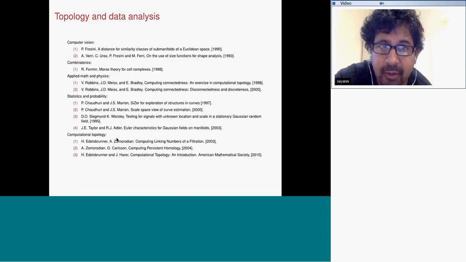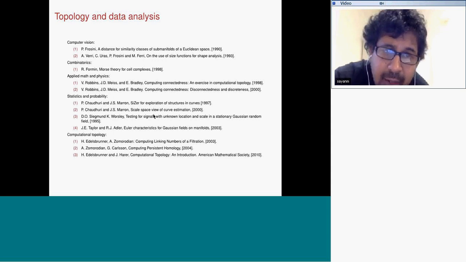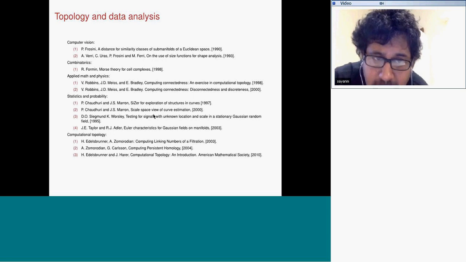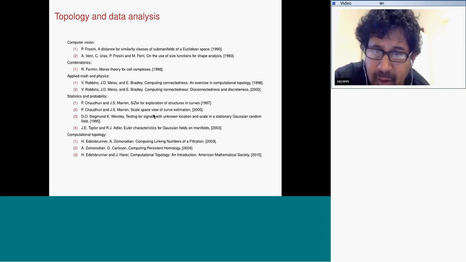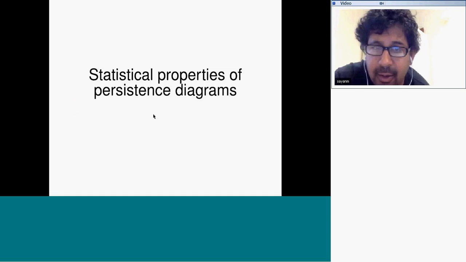Let's look at some history of this. Like I said before, there's work done in computer vision, then combinatorics, the idea of discrete Morse theory from Robin Forman and going on. In statistics and probability, there has been a lot of work on people looking at MRI, and Robert Adler and others who've thought about random Gaussian fields, and these relate to the Euler characteristic, and I'll come back to that later on.